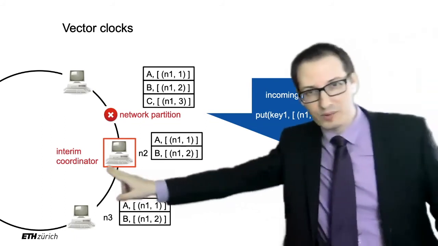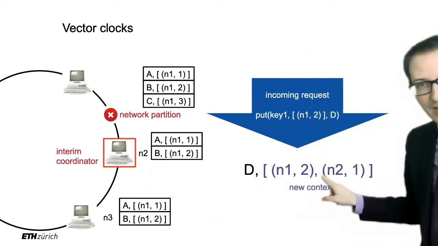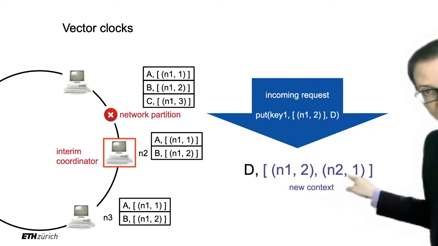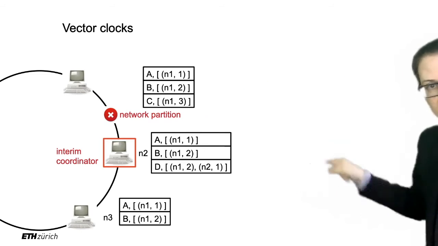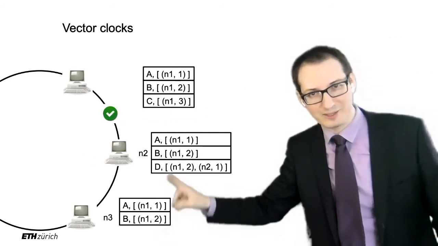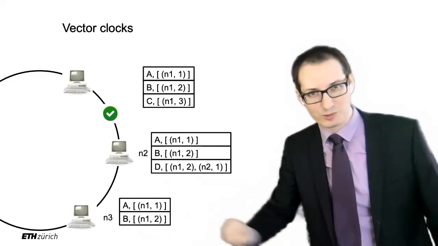And then that interim coordinator would say, okay, I'm not N1, I'm N2, right? So in the vector clock, it's N2-1 that will be put there instead of increasing N1. And we store that new value there and replicate. Well, I don't think I did the slide for that, but we could replicate that value also there.